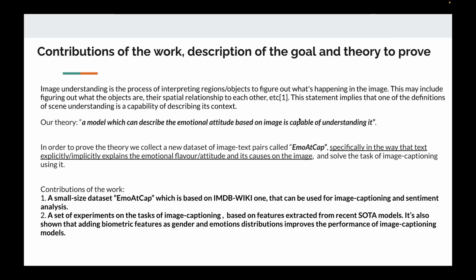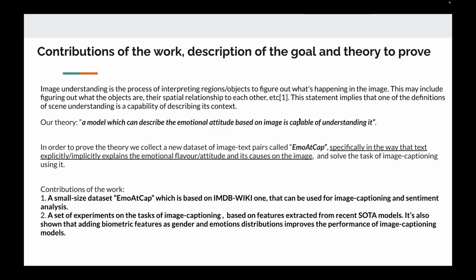In order to prove the theory, we collect a new data set of image-text pairs, which we call M-MedCap, and we specifically annotate it in a way that it explicitly or implicitly explains the emotional flavor or emotional attitude and its causes in the image. We then solve the task of image captioning on it.